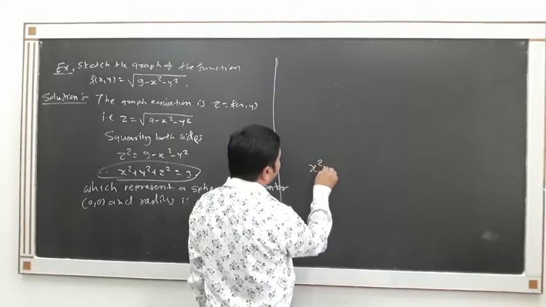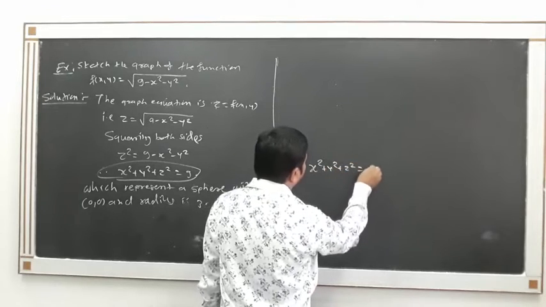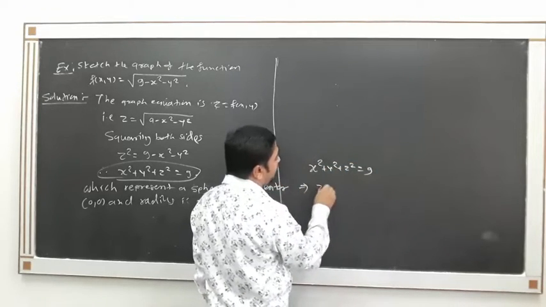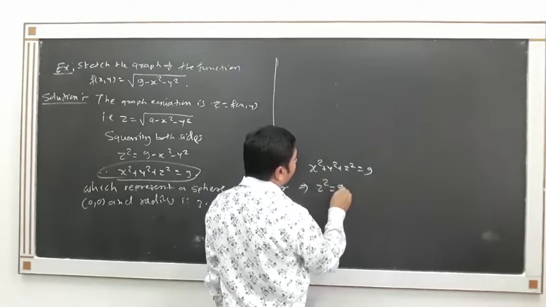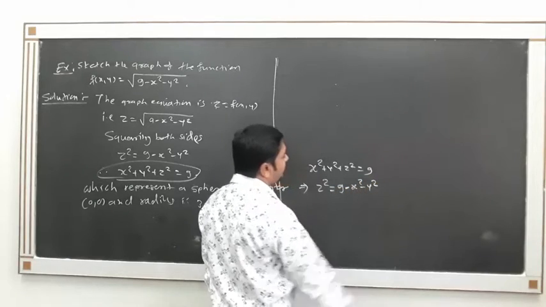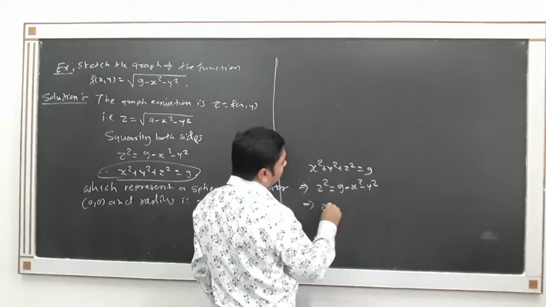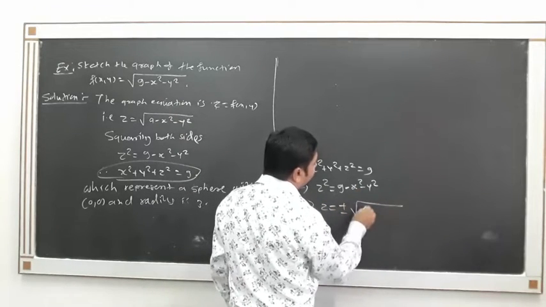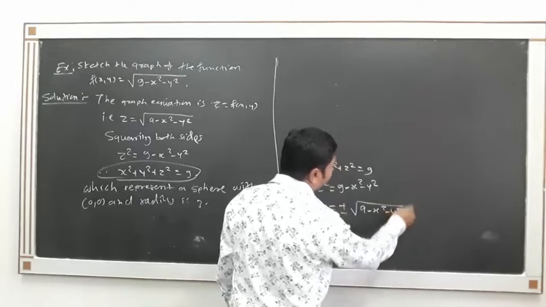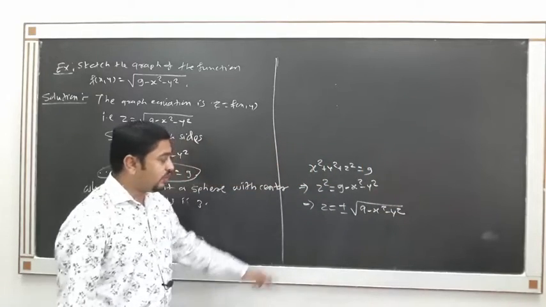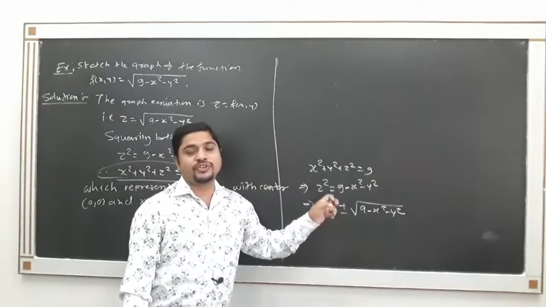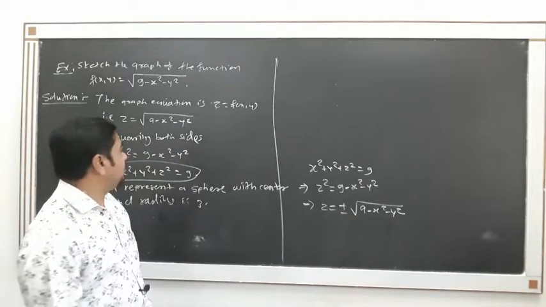Square root of this: x square plus y square plus z square is equal to 9. If you solve it, z square is equal to 9 minus x square minus y square. That is the reverse step. So if you take the square root, it should be plus minus the square root of 9 minus x square minus y square. How many values are we getting here? Two values, positive and negative.